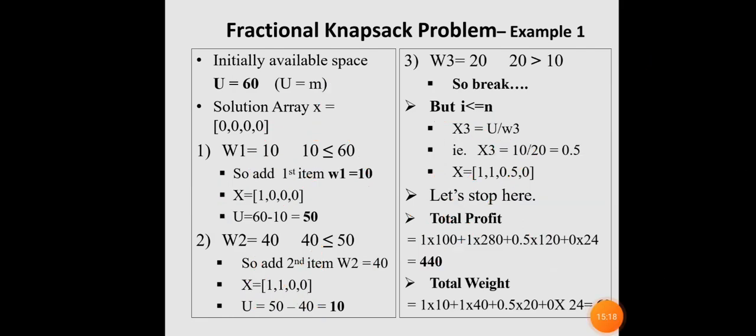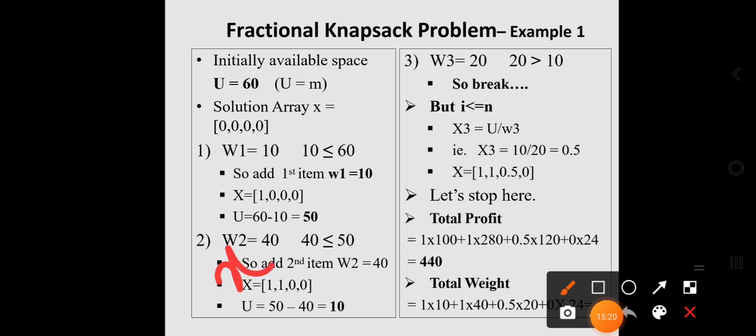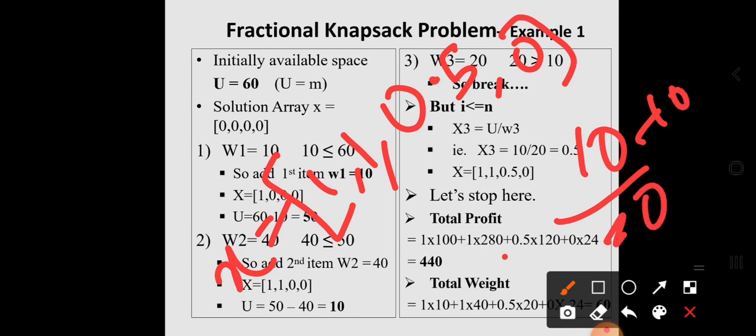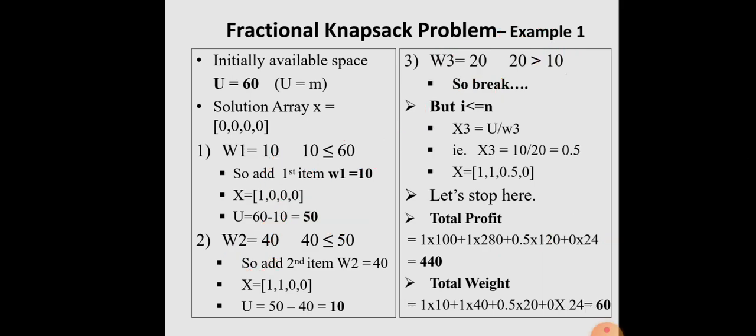So we add that to the solution vector. In the solution vector, the first 2 objects are completely selected, the third object, 0.5, will be selected. Then the last object is 0. So now 10 will be selected. 10 minus 10 is equal to 0. Our knapsack capacity now becomes 0. So we will stop here.